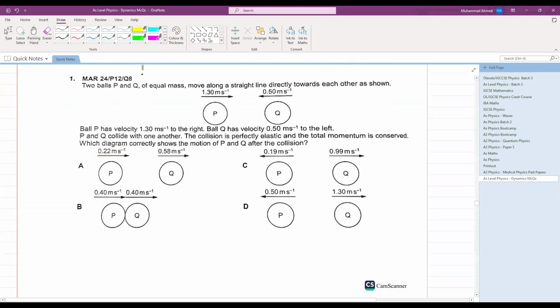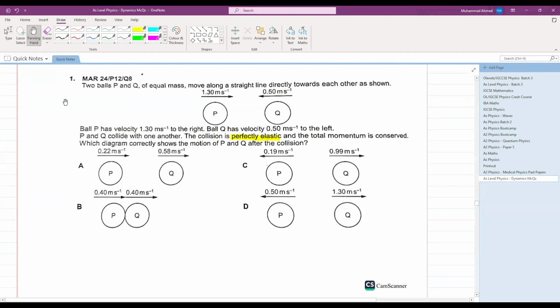Let's try this out. Two balls P and Q of equal masses move along a straight line directly towards each other as shown. Perfect. Ball P has a velocity of this to the right and ball Q has a velocity of this towards the left. P and Q collide with one another. The collision is perfectly elastic and the total momentum is conserved. Which diagram correctly shows the motion of P and Q after collision?